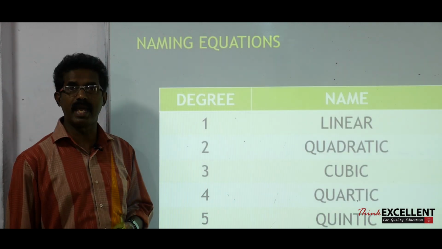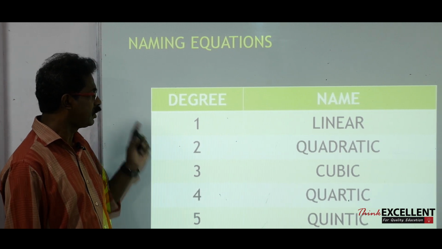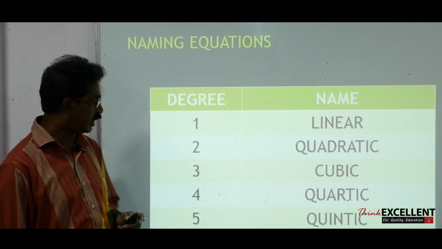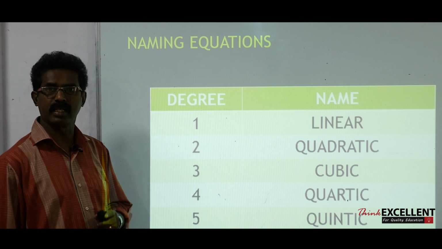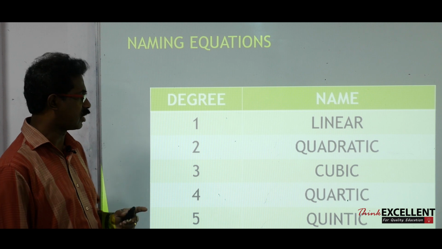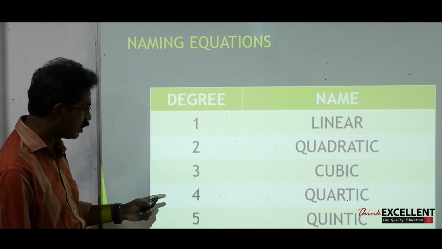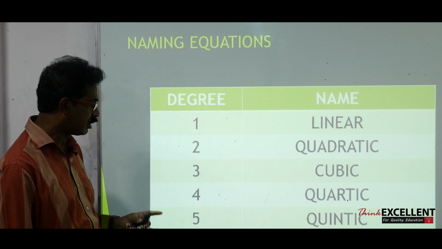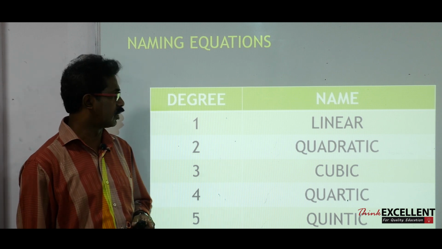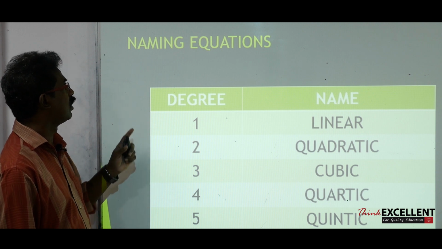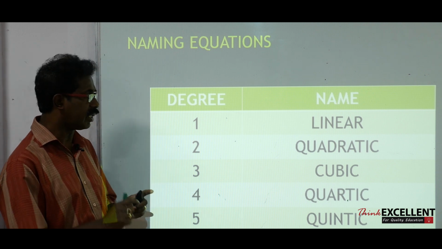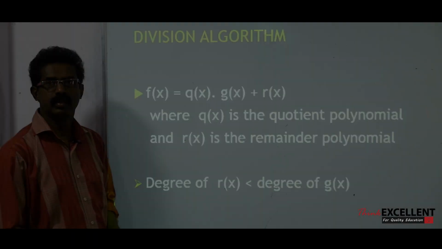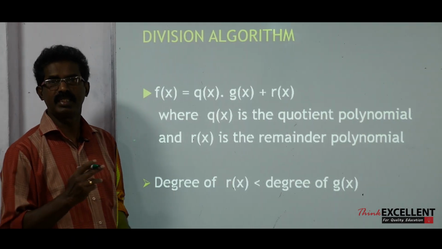Then how to name an equation? Suppose the degree is 1, we call it a linear equation. If the degree is 2, we call it quadratic equation. If the degree is 3, it is called cubic equation. If the degree is 4, it is called quartic equation. If the degree is 5, it is called quintic equation. So these are the names of an equation. By giving an equation, they can ask to name it. For objective questions, they can ask these things. So remember this. Now you see division algorithm.